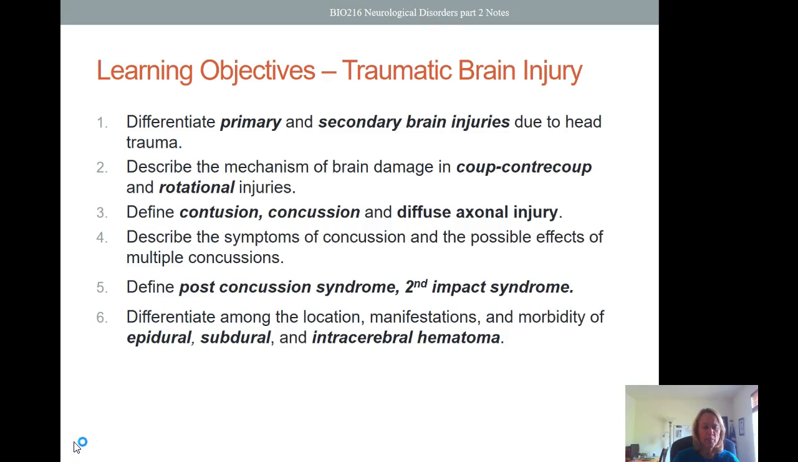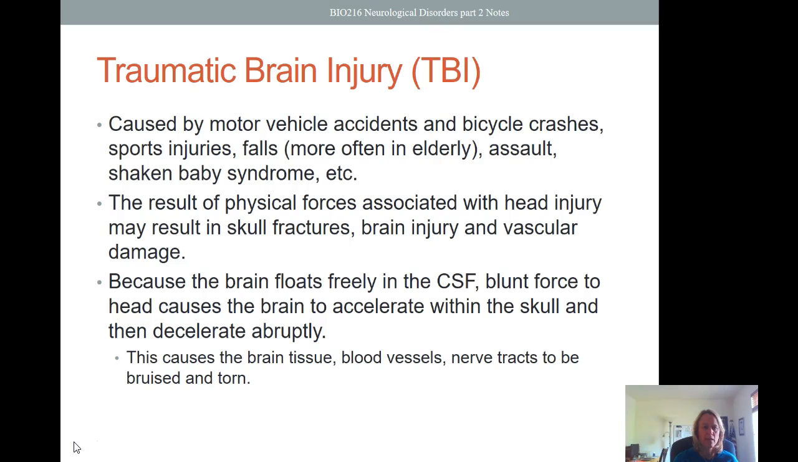In traumatic brain injuries, we'll differentiate between primary and secondary brain injuries, and talk about the difference between contusions, concussions, and diffuse axonal injury. We'll also differentiate between epidural, subdural, and intracerebral hematomas.